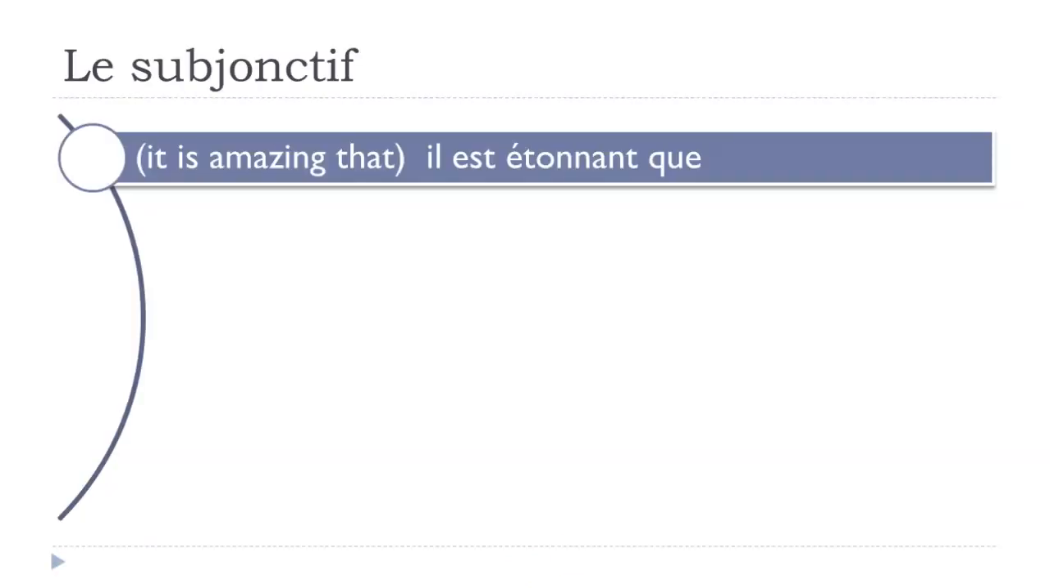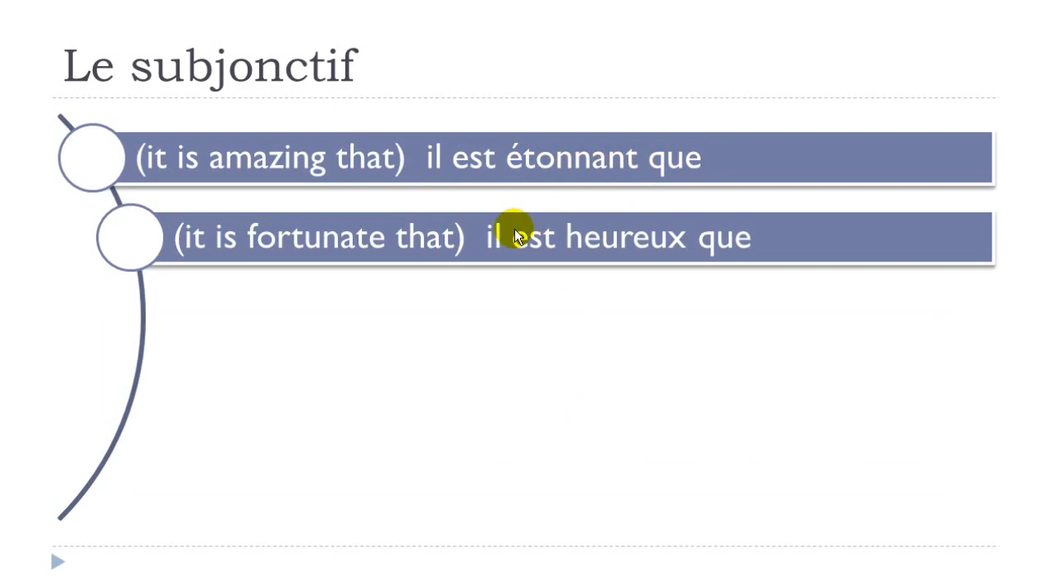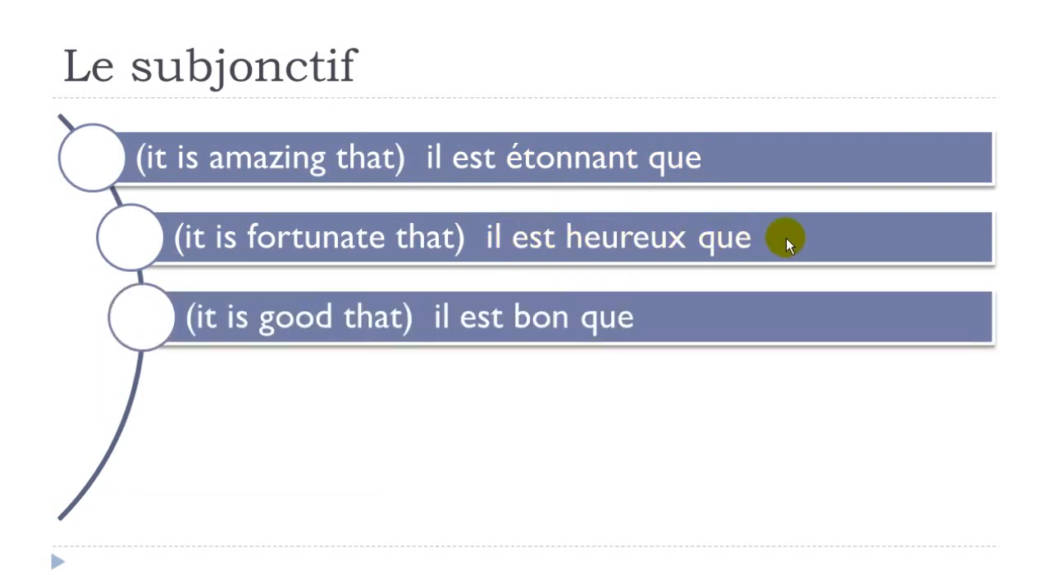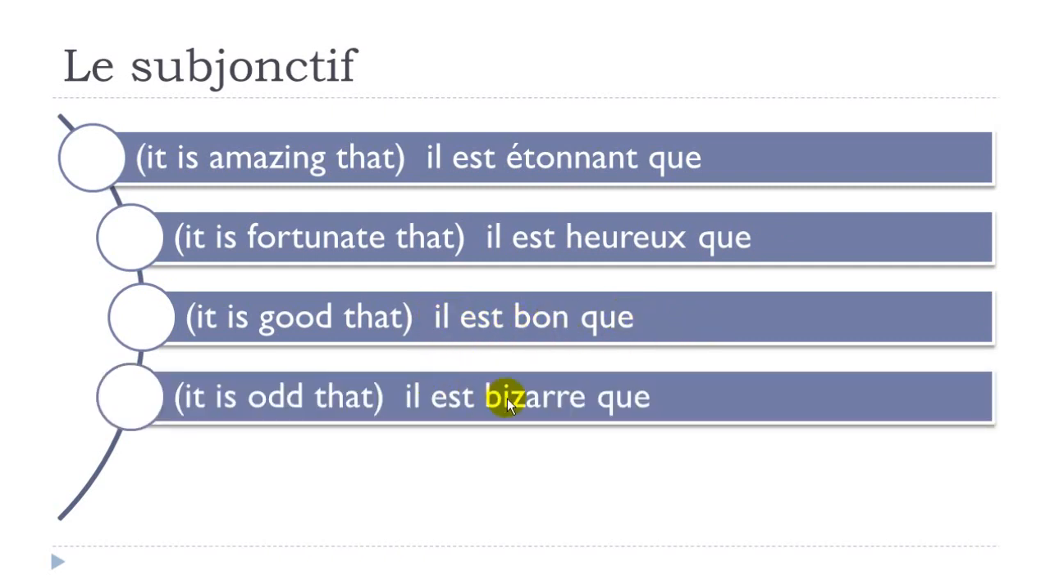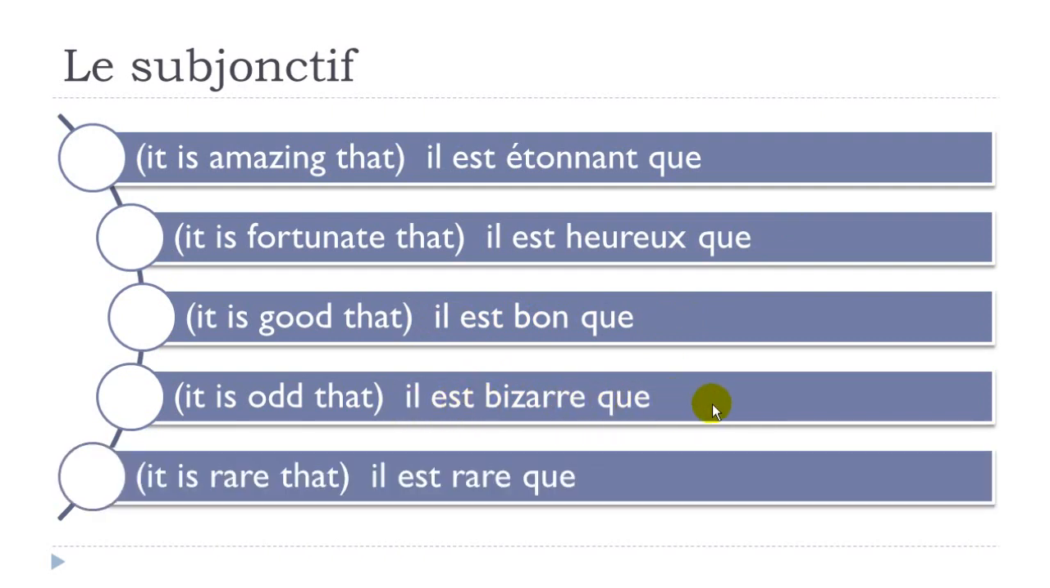And the first one is il est étonnant que. Il est heureux que. Il est bon que. Il est bizarre que. Il est rare que. Okay, one more time.